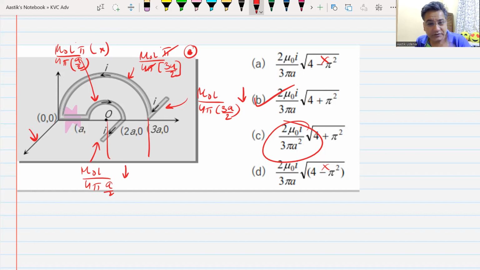So the directions are inside, outside, and up, down. So the fields are perpendicular. So there should be a positive sign in between. And option C is dimensionally wrong, sir. So this goes out. You don't have to solve anything.